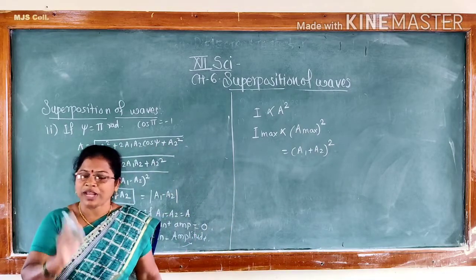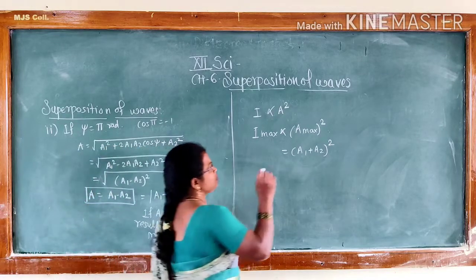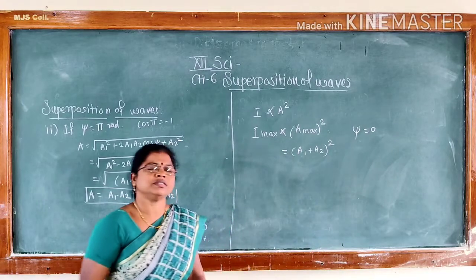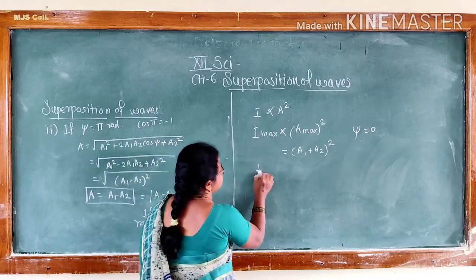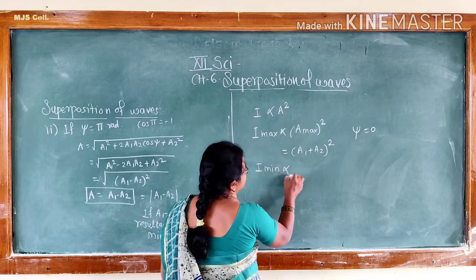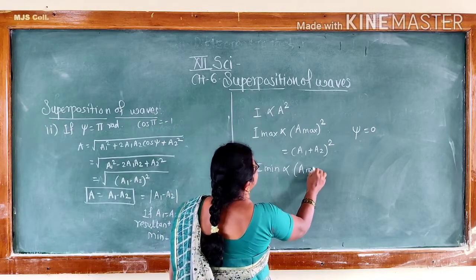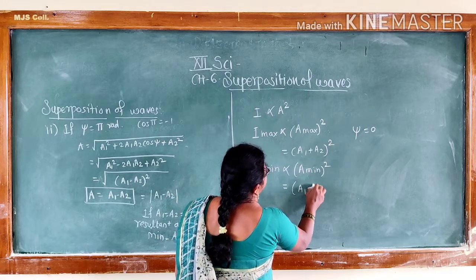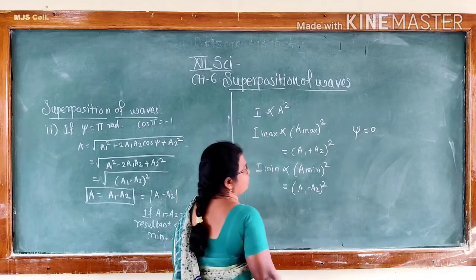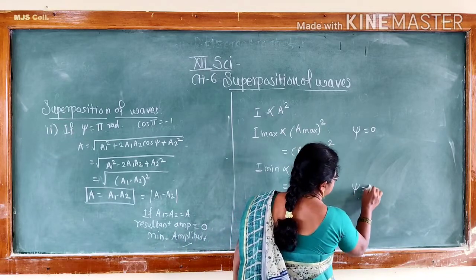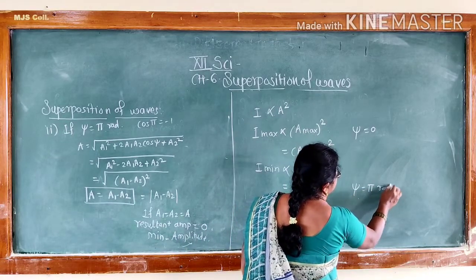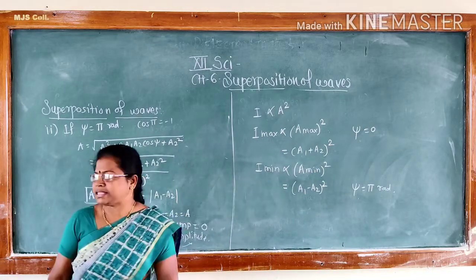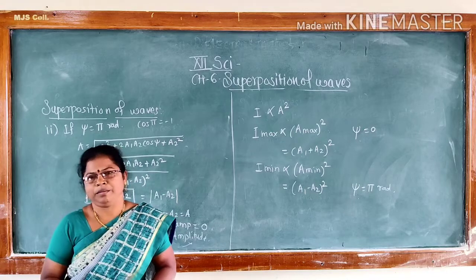When is it possible? When psi is equal to 0, that means phase difference is equal to 0. Intensity minimum is directly proportional to amplitude minimum bracket square. That means it is equal to A1 minus A2 bracket square. When is it possible? When psi is equal to pi. Okay, so these are the values of intensity maximum and intensity minimum.